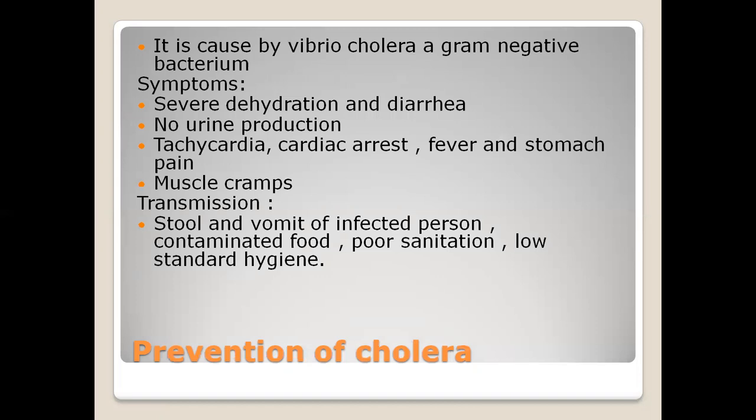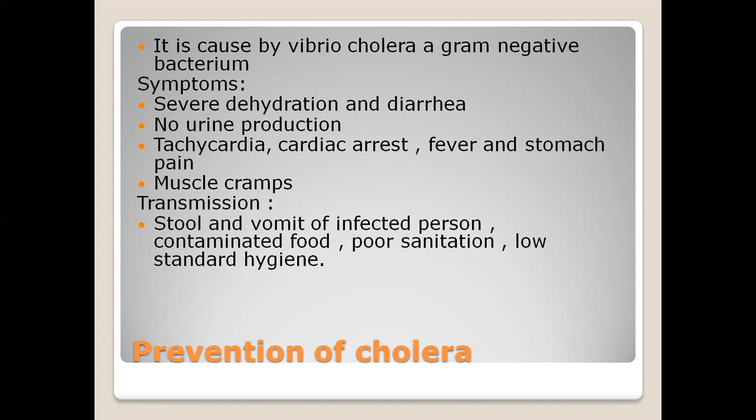And the first disease we will deal with is prevention of cholera. So what is cholera? Cholera is caused by Vibrio cholerae, which is a gram-negative bacteria. The symptoms of cholera are severe dehydration and diarrhea. The patient's body will lose fluids, and he will get loose motions, and no urine production will be there, and cardiac failure will occur in some cases. So these are the symptoms of cholera.